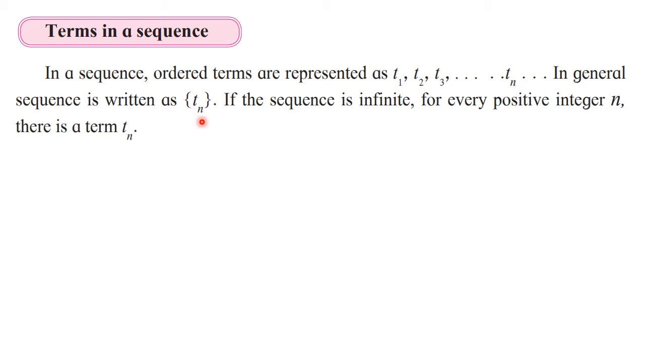If the sequence is infinite, you know that in sets we have studied finite sets and infinite sets. So finite set means what? We have a limited number of objects there, or the number of elements in the set is countable. That is called a definite sequence. But if the sequence is infinite, then for every positive number n, we have the term Tn. So Tn stands for the general term or the nth term of the AP.